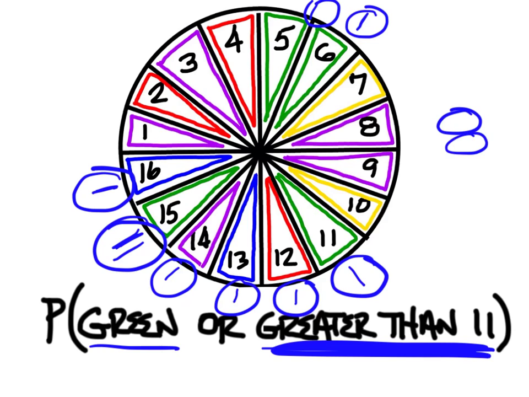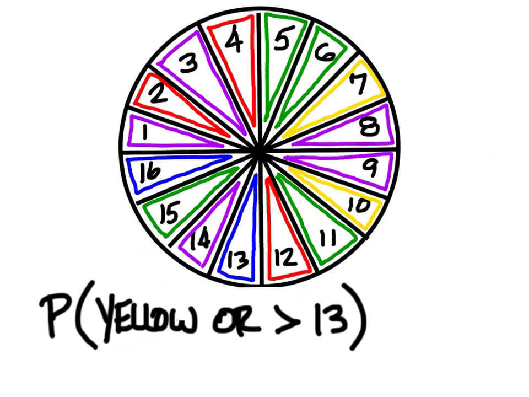Same spinner. Here are the yellows. 1, 2, and we're looking for those that are greater than 13, so that's 14, 15, and 16. You end up with 5 over 16.